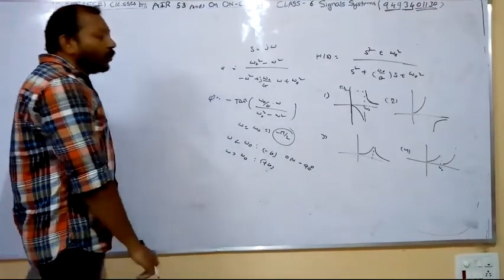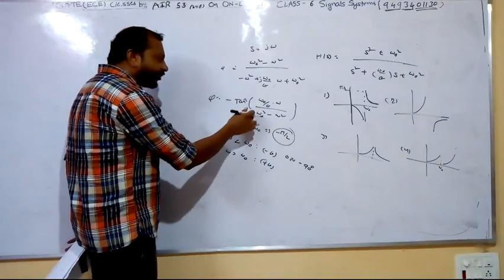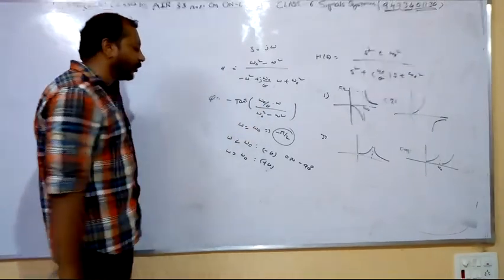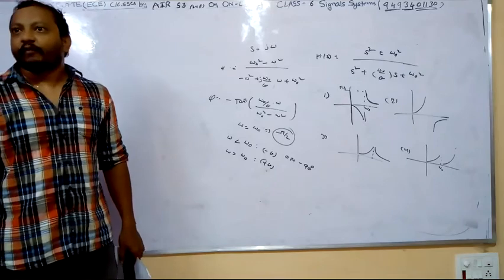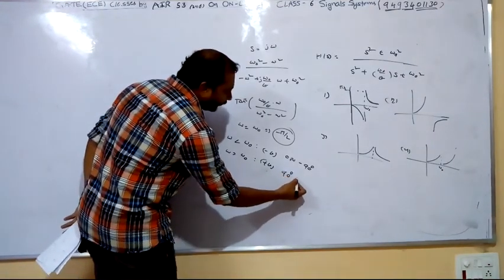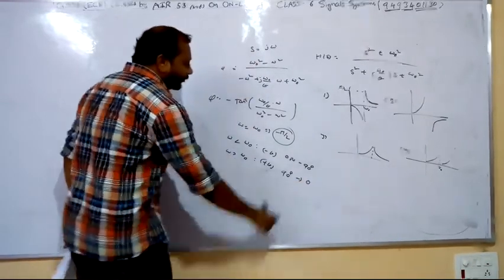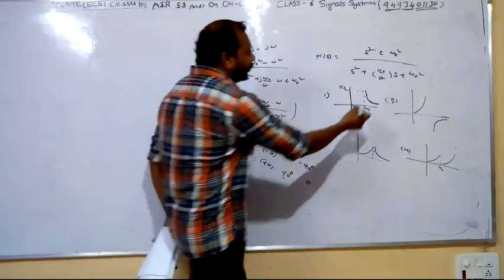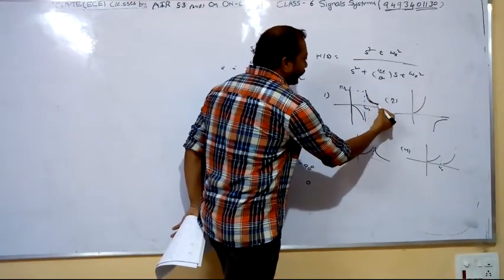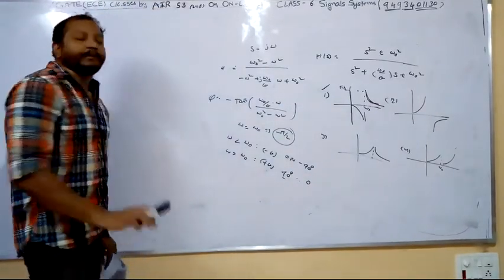If you consider omega as infinity, take omega square as common inside, you have tan inverse of 1 by infinity, which is equal to 0. Tan inverse of 0 is equal to 0. So at omega equal to infinity, this value is equal to 0. From this onwards, this value increases from 90, then again reduces from 90 to 0 on the positive side. So this is the corresponding suitable answer.